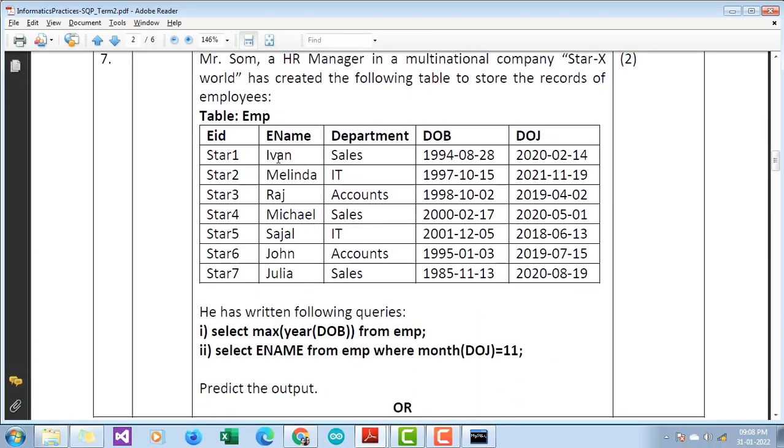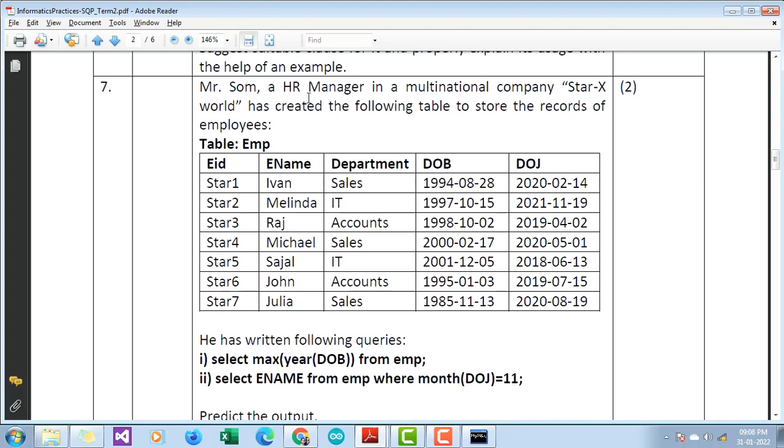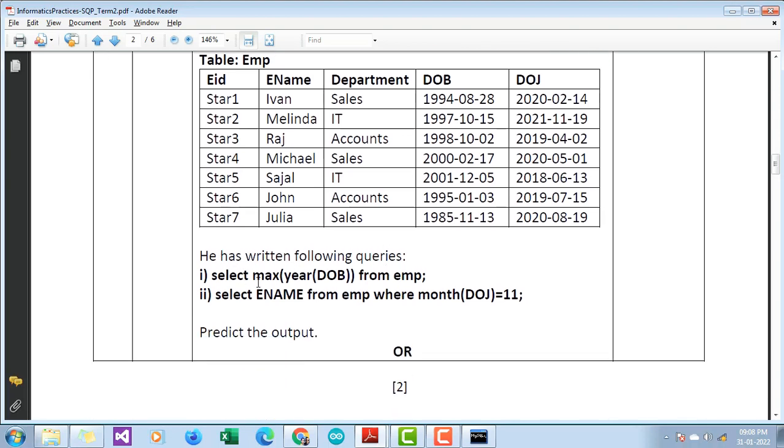Now coming to question number 7. Here Mr. Som, an HR manager in a multinational company Star X World, has created the following table to store the records of employees. This is the sample data. He has written the following query: select max(year(DOB)) from EMP. DOB is the column, and the function extracts the year part of the date, so you will get 1994, 1997 and so on. Only the year part, and the maximum amongst these is 2001. So the answer will be 2001.